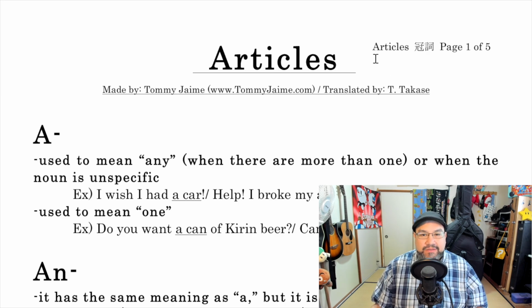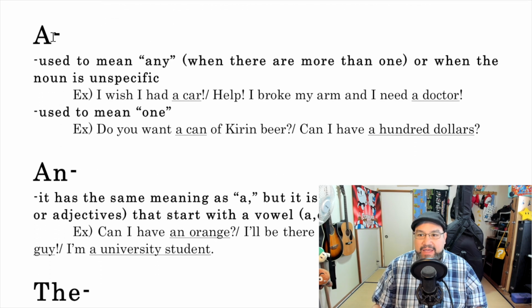Okay, let's get started. Articles. The first major article is a or a. So it's used to mean any when there are more than one or when the noun is unspecific. I wish I had a car. Help, I broke my arm and I need a doctor.